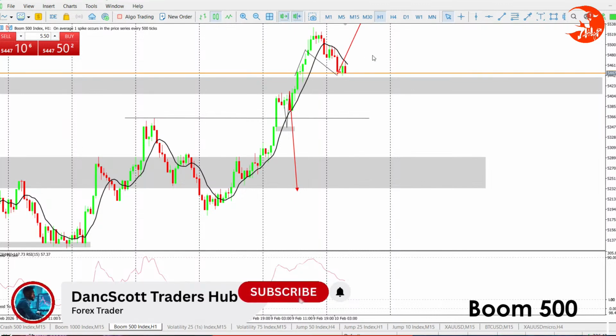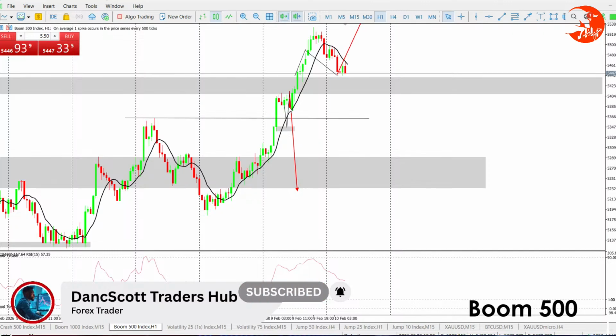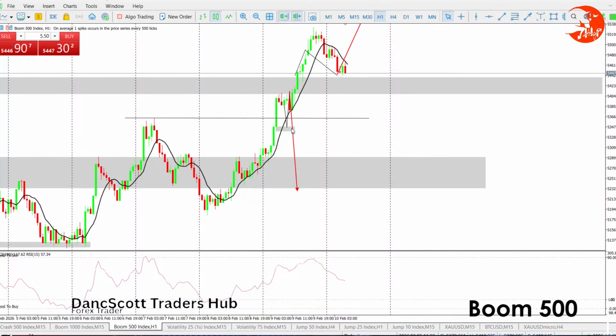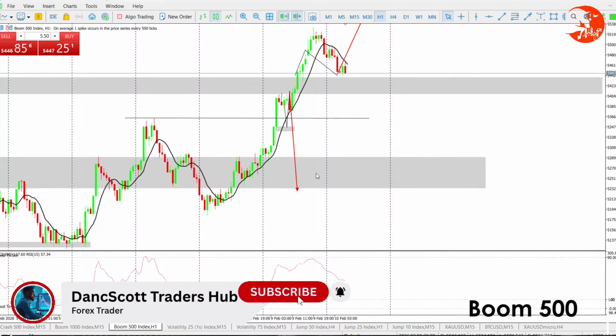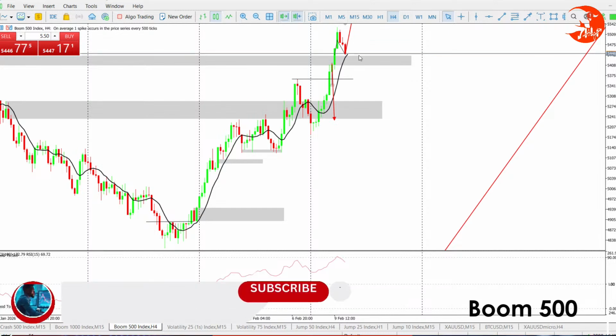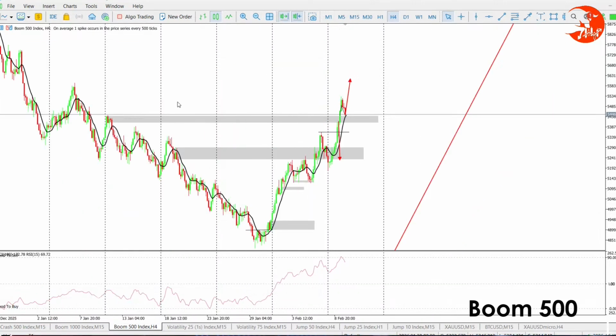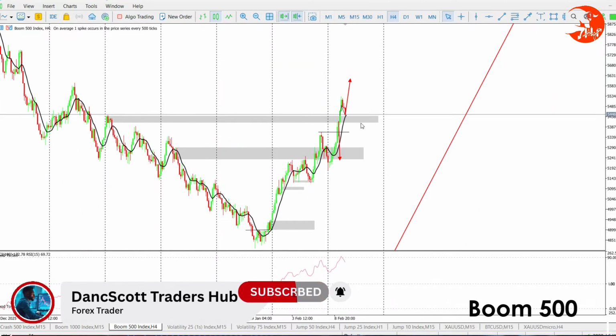Okay, V70, I mean Boom 500. You remember what I told you, I will be waiting for something like this breakout pullback. Yesterday we had two considerations: price to react here and drop, but it got enough momentum to break that resistance. And then my anticipation was, if it breaks, then we need to wait for a pullback or a retracement to that resistance level right there, which now becomes a support level.